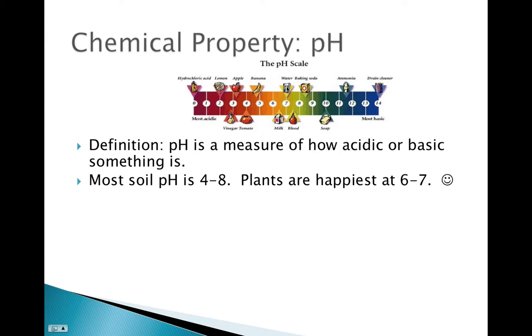So soil pH is usually in the range of 4 to 8. Plants are happiest, at least the plants that we're growing, at around 6 to 7 pH. So they like it to be neutral. That's something we're going to look at in the soil, of whether or not our soil is actually neutral or whether it's maybe a little acidic or basic.